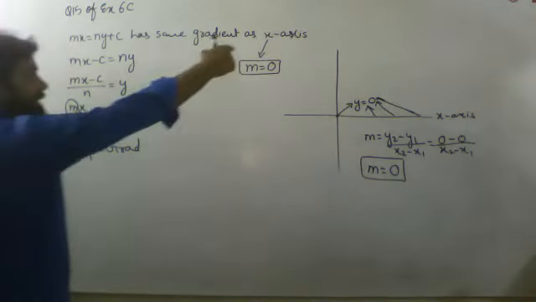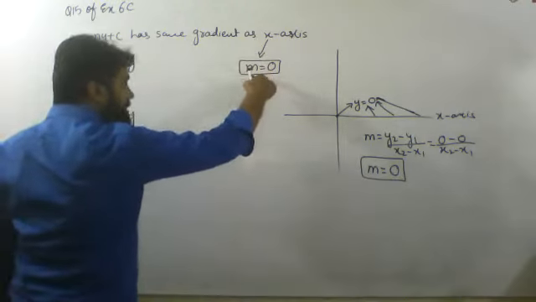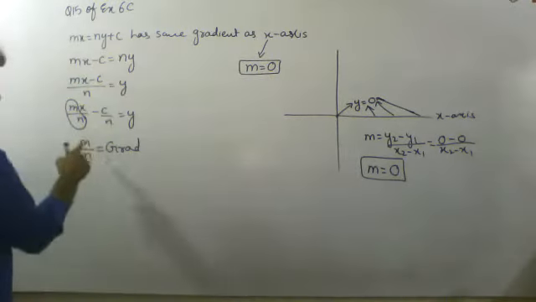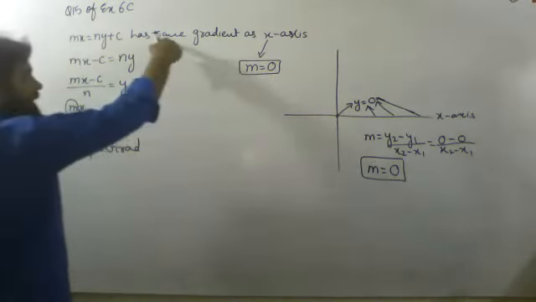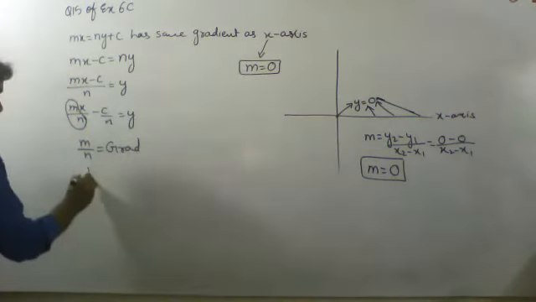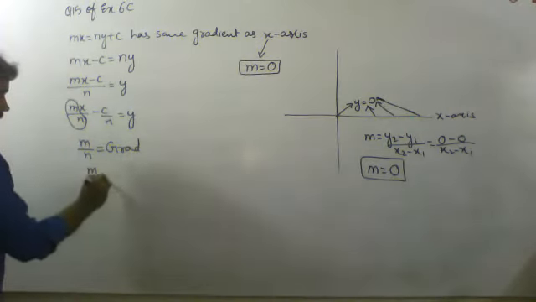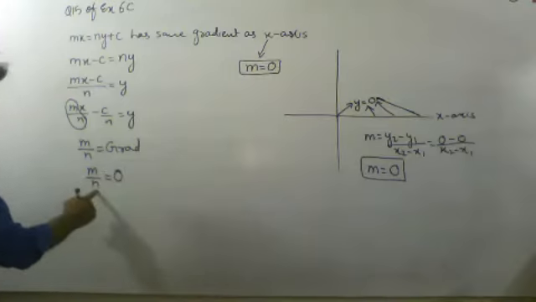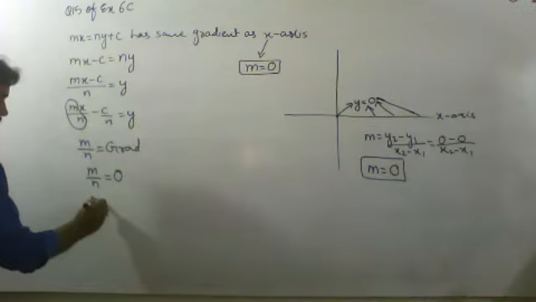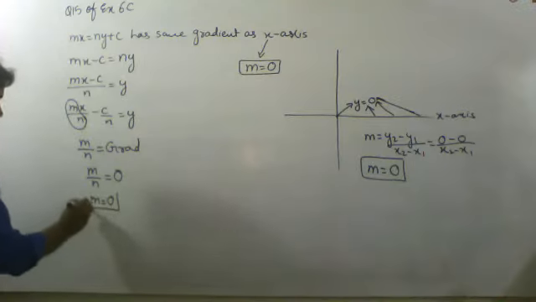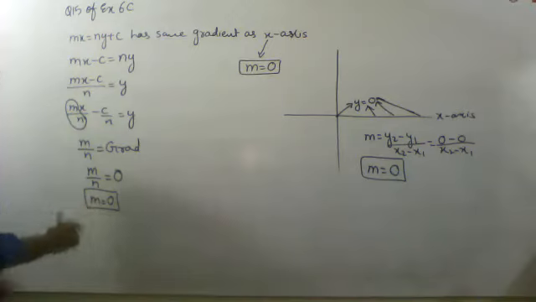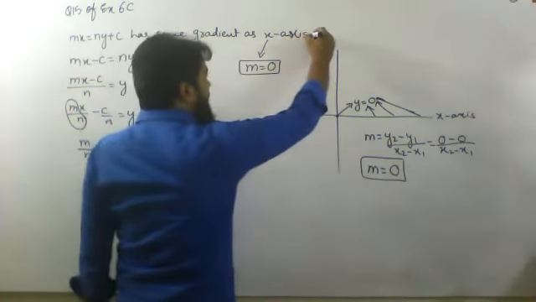Okay. Now, what was the gradient coming from here? The gradient was coming 0. The gradient of this line is coming m over n. They are saying the gradients are the same. So m over n equals 0. n is being multiplied, divided. When I shift it over here, the value of m will become 0. Okay.